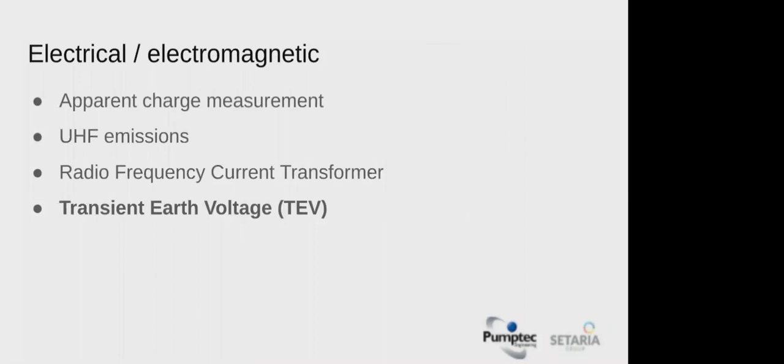There are various different techniques for detecting partial discharge using electrical or electromagnetic techniques. Now, we haven't got time today to go into all of them. So here's a list, and then I'm going to focus in on the last one, which is transient earth voltage. Why this one? Because it's a good all-round technique for indoor switchgear, for example. It's very easy to use, it's very flexible, and is of great use.